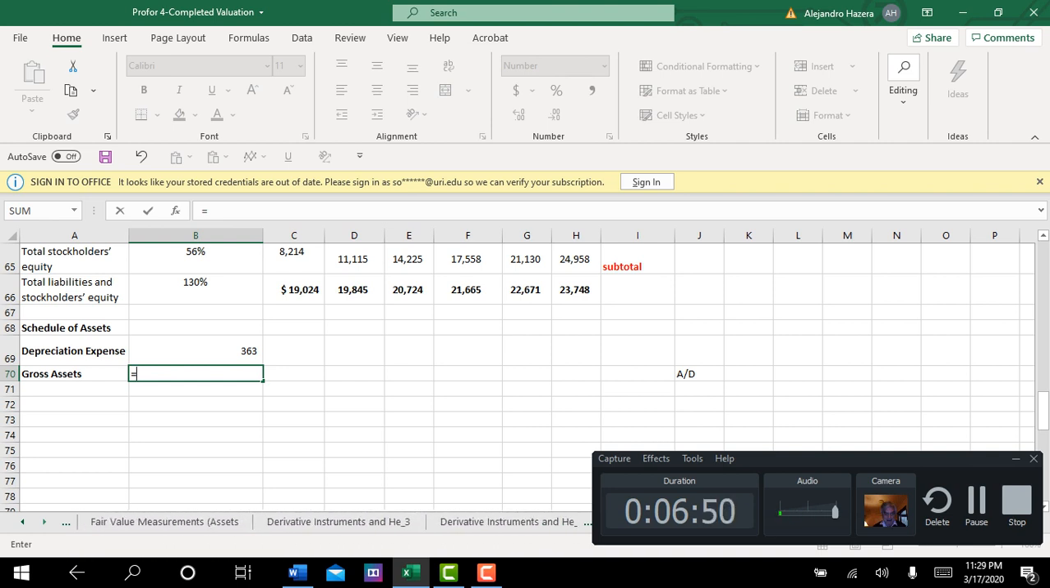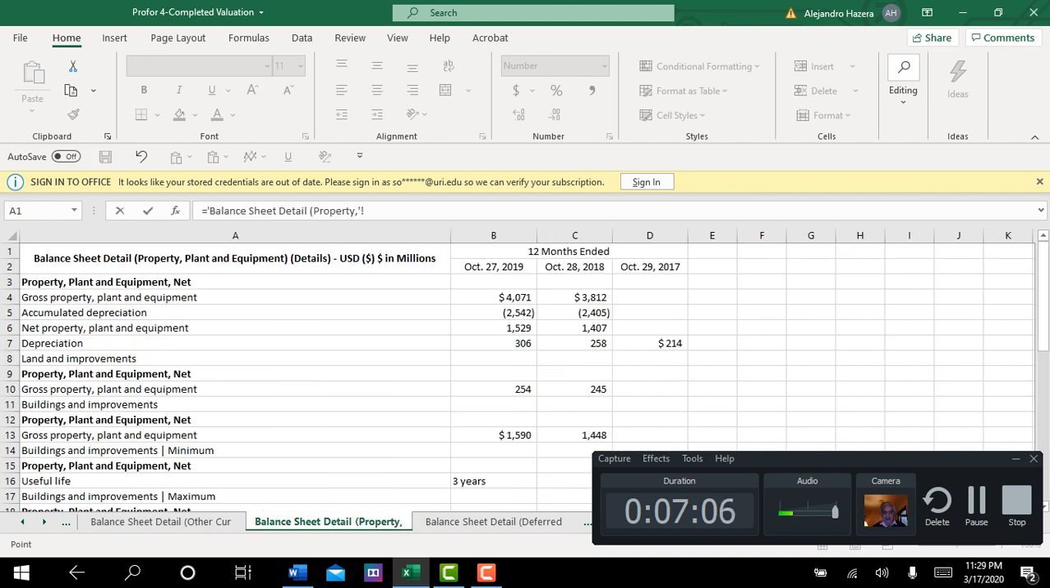It's like the second worksheet, or maybe there's a third one that says balance. Okay, so you've got balance sheet detail inventory, balance sheet detail other current assets, and now you have balance sheet detail property, plant, and equipment. If you remember, on the balance sheet, the net property, plant, and equipment was 1529. But this gives you the detail. The gross property, plant, and equipment is equal to 4071, and the accumulated depreciation is 2542.